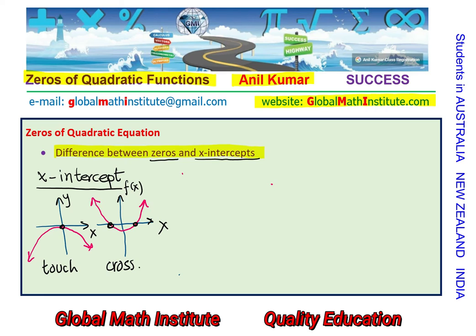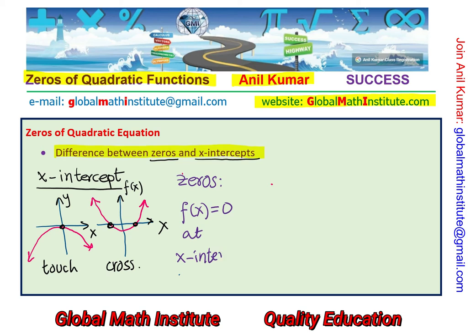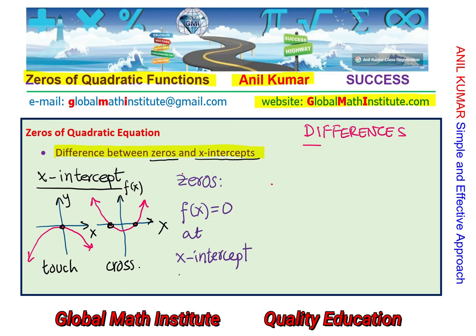Well, we do refer to these two things also as zeros, right? So these are also, we can say, zeros. Why are they zeros? Because the value of the function is 0 at x-intercept. Perfect. And therefore, most students think that zeros and x-intercepts are exactly same thing. Now, let us look at the differences, and then try to understand what are zeros.